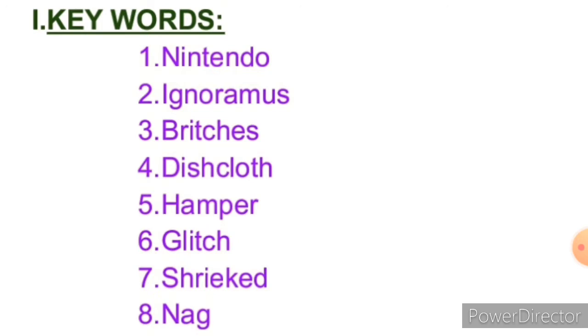Now look at the next word, children. That is the seventh one, shriek. Pronounce it properly, shriek. S-H-R-I-E-K, shriek. Shriek means to give a short or high-pitched cry, a sound produced. That is a high-pitched cry. That is known as shriek.